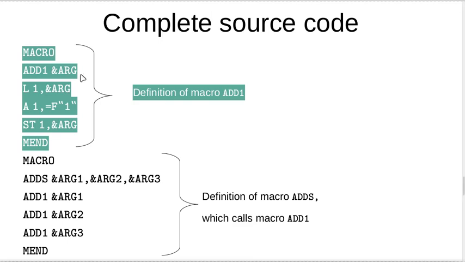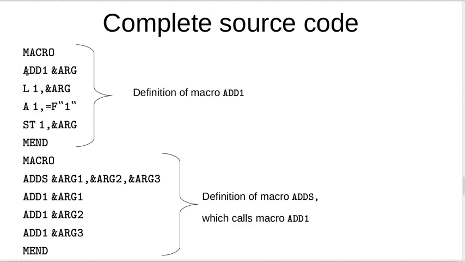If you see, this is the same as we had discussed previously, right? So ADD1 is the name, one argument is defined, and the load, add and store instructions are being used in the macro body, where the load and the store instructions are making use of the argument, right? And the definition is being closed with the END pseudo-op. So this is nothing but the definition of macro ADD1. This we have already studied, we have gone through, right?